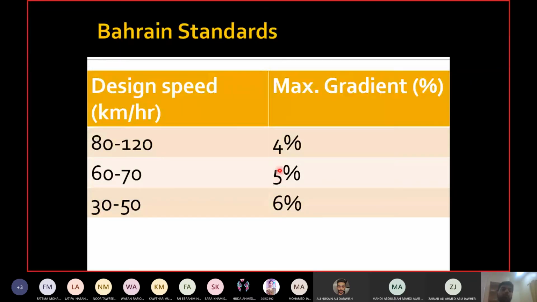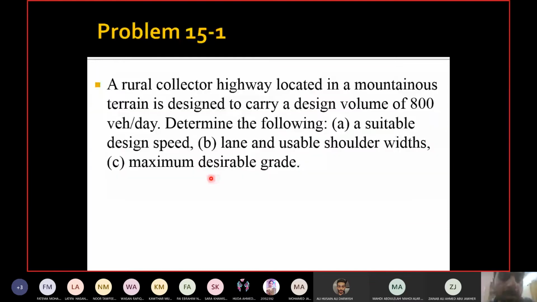Let us look at two case studies. I'm calling them case studies. They are not numericals because you are not calculating anything. You are just picking up the right values from the tables and the recommendations. Okay, so we are designing a rural collector highway for a mountainous terrain, and this highway will collect 100 vehicles per day. See the units, vehicles per day. So what do we call it? ADT, average daily traffic. Okay, keep it in mind.